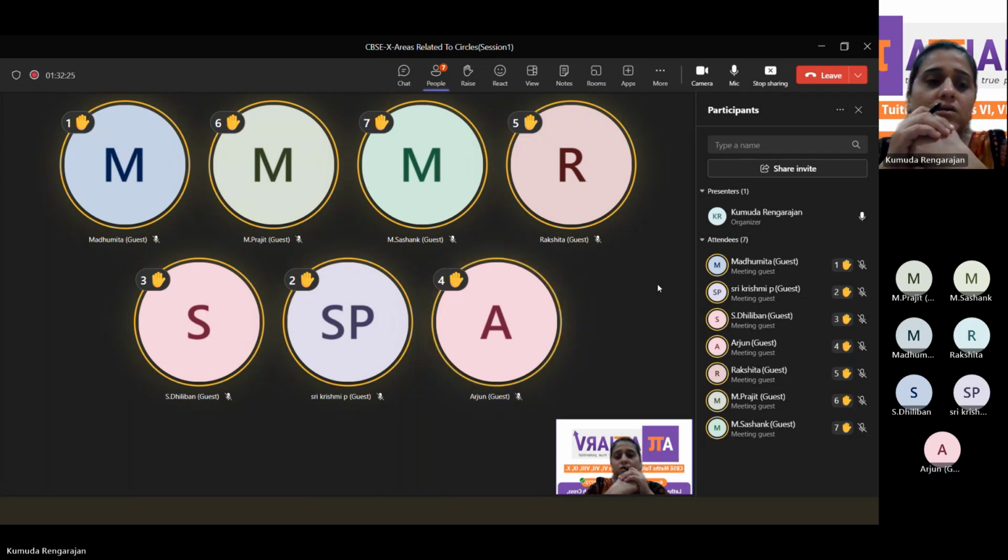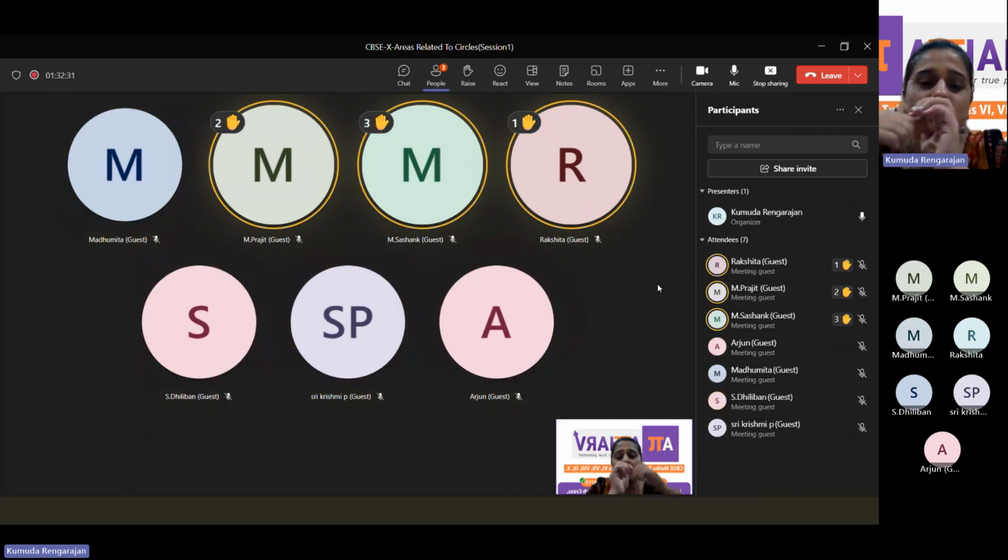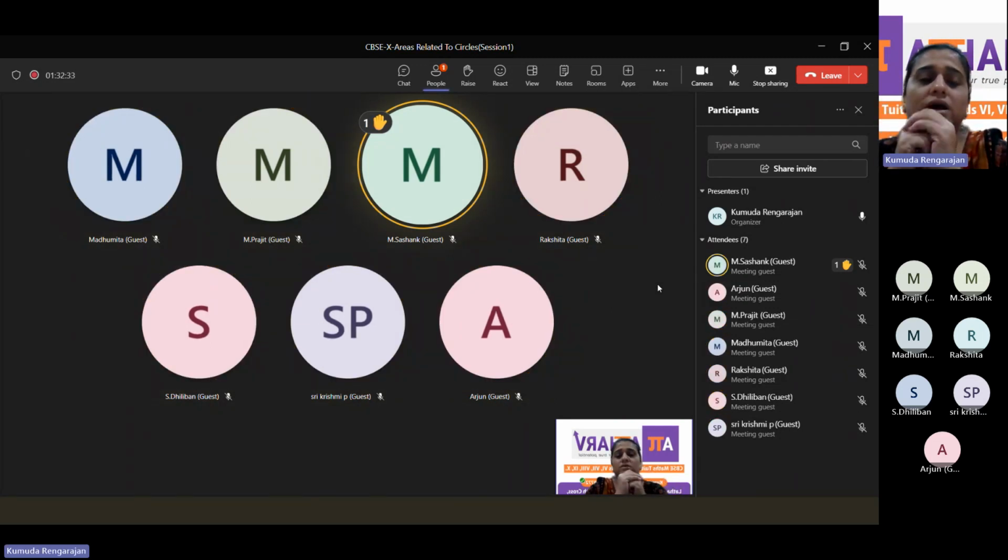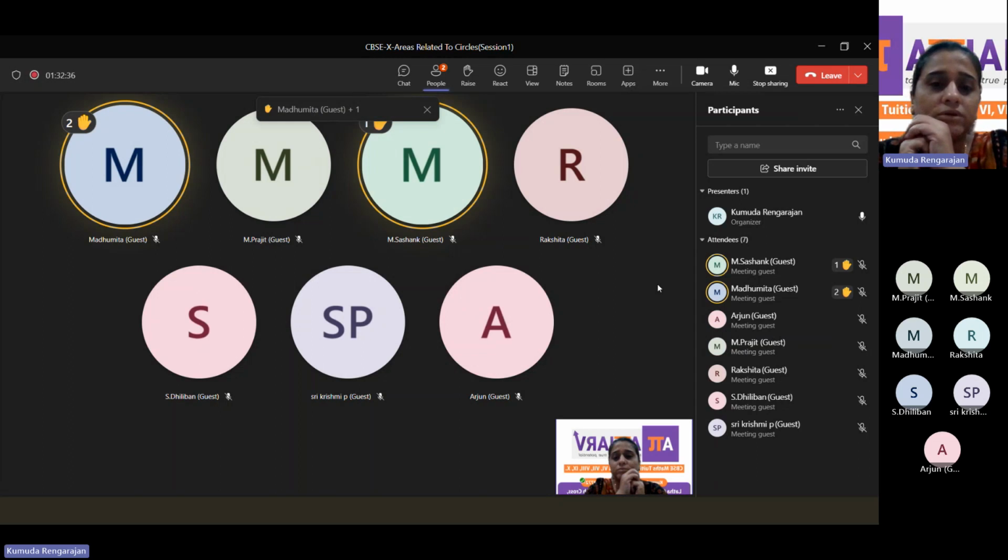Okay, now lower your hands, children. And how many of you have learned this chapter already in school? Raise your hand. Lower your hands, all of you. Sashank and Madhumita have learned this in school. Okay, the others, have you understood clearly?